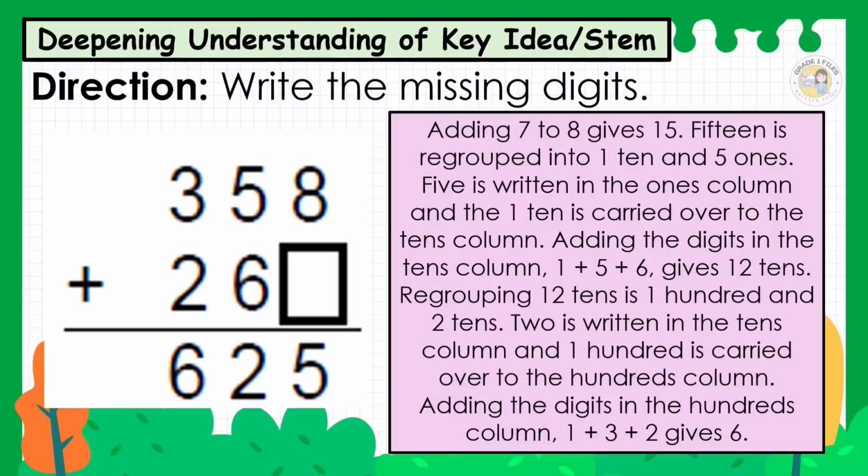Adding 7 to 8 gives 15. 15 is regrouped into 1 ten and 5 ones. 5 is written in the ones column and the 1 ten is carried over to the tens column. Adding the digits in the tens column, 1 plus 5 plus 6 gives 12 tens. Regrouping 12 tens is 100 and 2 tens. 2 is written in the tens column and 100 is carried over to the hundreds column. Adding the digits in the hundreds column, 1 plus 3 plus 2 gives 6.